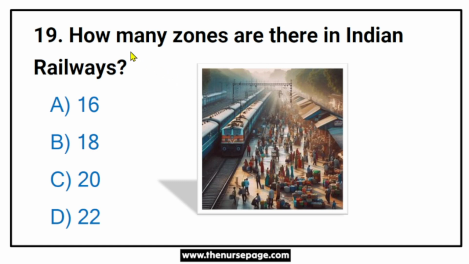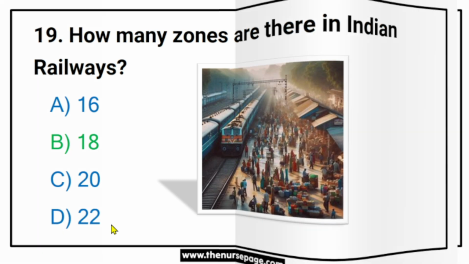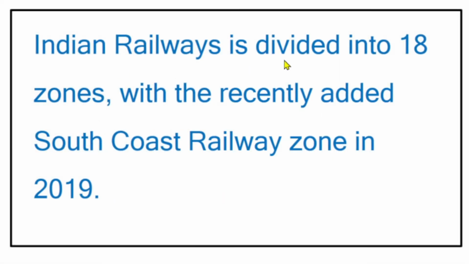19th question, how many zones are there in Indian Railways? 16, 18, 20, 22. This question is from general knowledge. So here the correct answer is 18 zones are there in Indian Railways. Indian Railway is divided into 18 zones with the recently added South Coast Railway Zone in 2019.